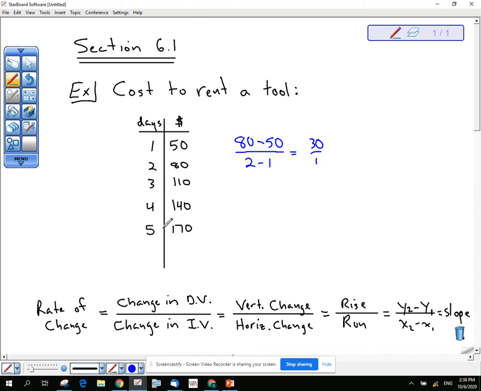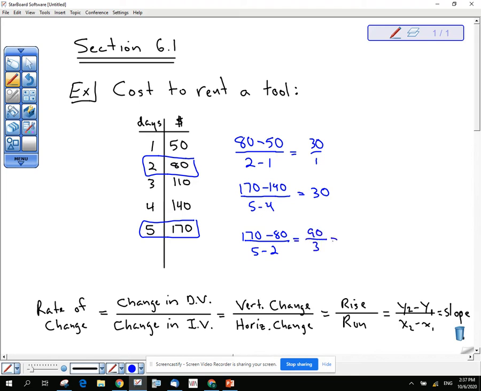Or if I picked a different set of points, what if I did the 4th and the 5th day? You'd go 170 minus 140 over 5 minus 4. And again, you'd get 30 over 1, which is just 30. I guess the point to be made is really you could pick any 2 points. Let's just pick the last one and the second one. If I did 170 minus 80 over 5 minus 2, again, that's the cost from the more expensive day to the less expensive day divided by the number of days between those two costs, which would be 90 over 3, which reduces to 30.